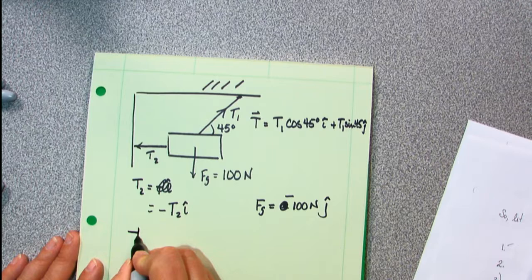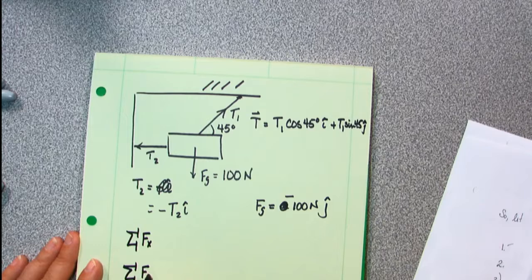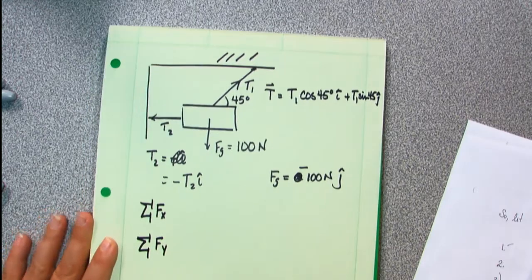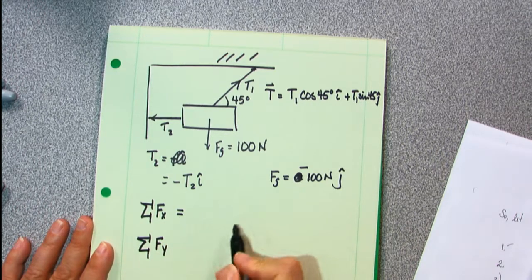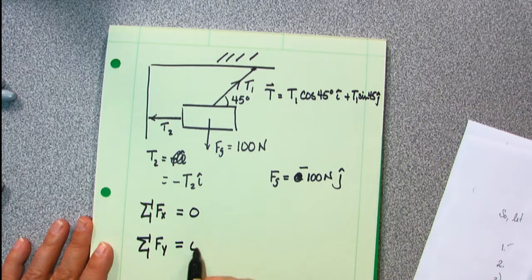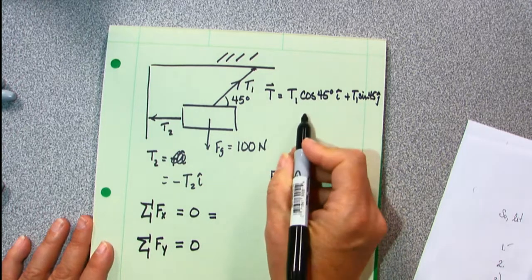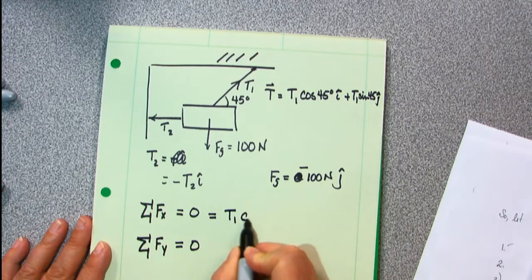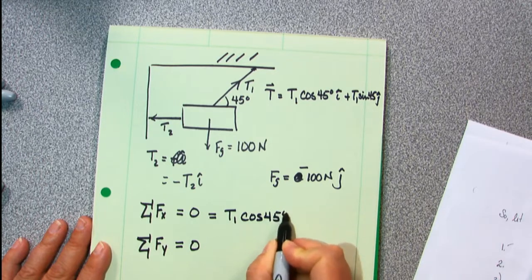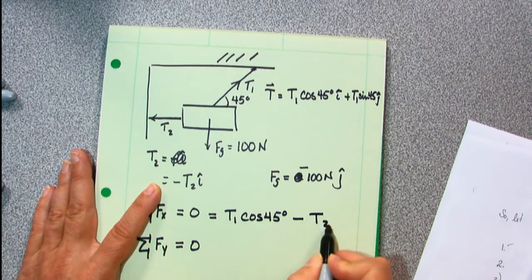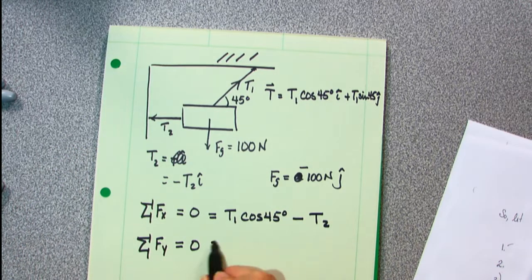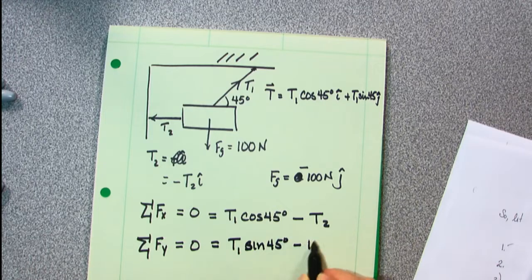So I'm going to sum up my forces in the X direction, and I'm going to sum up my forces in the Y direction. My forces are in independent directions. So the sum of my forces in my X direction has to equal 0. My sum of my forces in the Y direction has to equal 0. So in the X direction, I have T1 cosine 45 degrees minus T2. In the Y direction, I have T1 sine of 45 degrees minus 100 newtons.